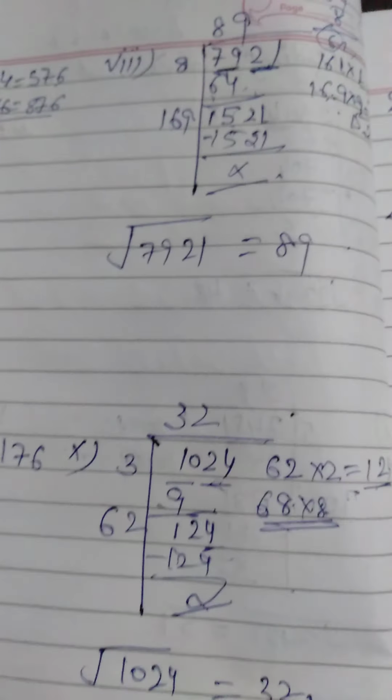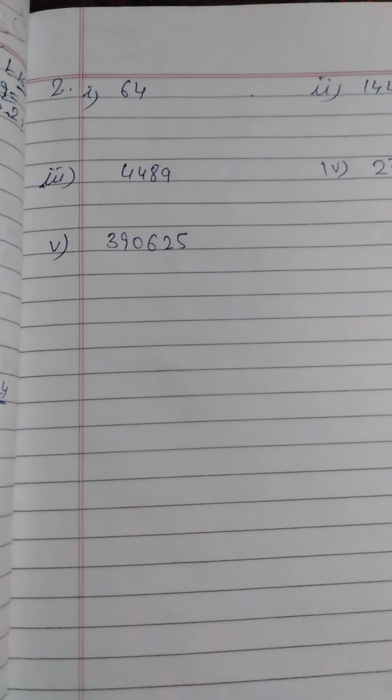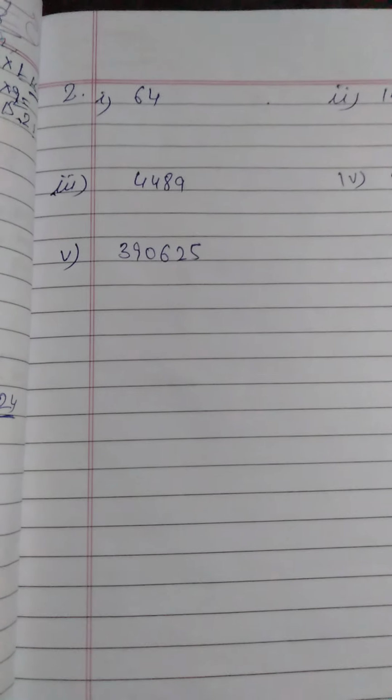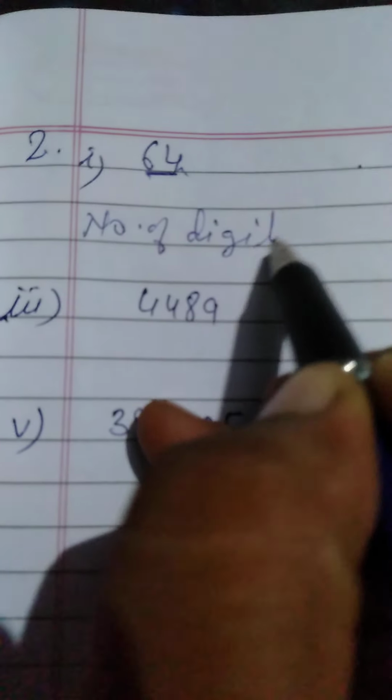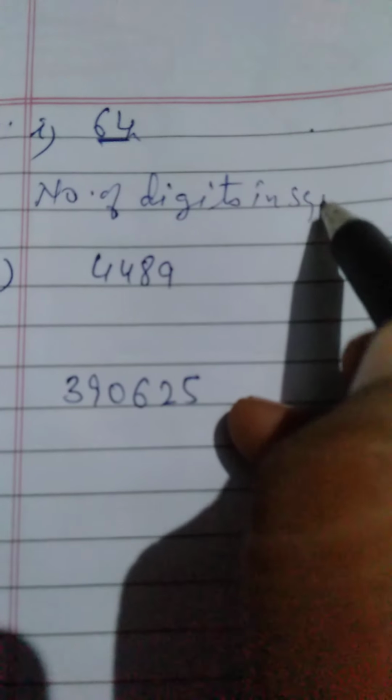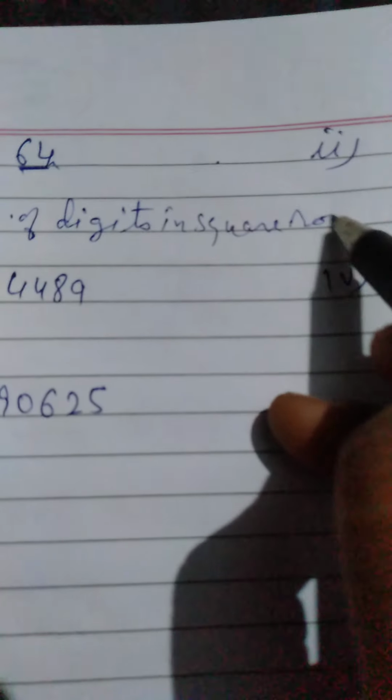I hope you understand. And now come to question number 2. In that we have to tell how many digits the square root of these numbers has. So a number has that many digits in the square root as the number has pairs. If I take 64, it is a 2-digit number, a single pair. So the number of digits in the square root will be 1, because one pair is there.